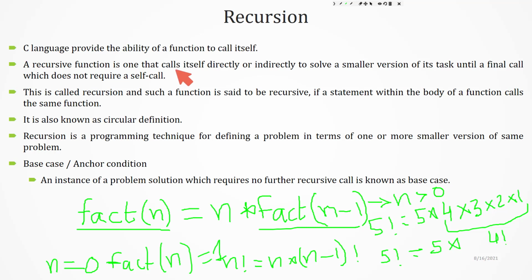So a recursive function is one that calls itself directly or indirectly to solve a smaller version of its task. Here on the left hand side it is fact of n, but on the right hand side I have got a smaller version of fact, because if it is fact of 5, here it is fact of 4. So fact of 4 is a smaller version. That's the meaning of the second point. We already discussed.